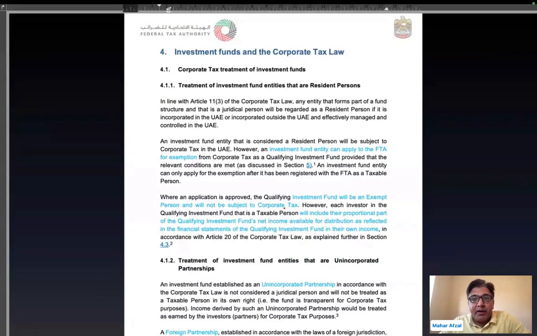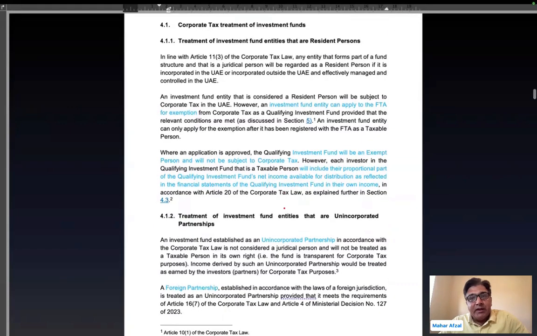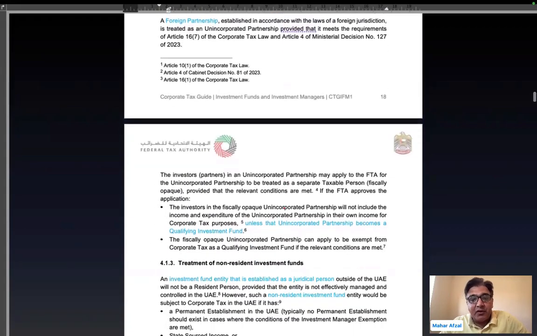Investment fund and the corporate tax law, and the corporate tax treatment for the investment fund. I think we have already discussed. The important thing was that investors who are individuals will not be subject to tax. Investors require a license to make an investment. Exempt income will remain exempt in their hands. Taxable income will remain taxable, and this taxability is based upon whether they are a resident person or non-resident person. This is what we have discussed.